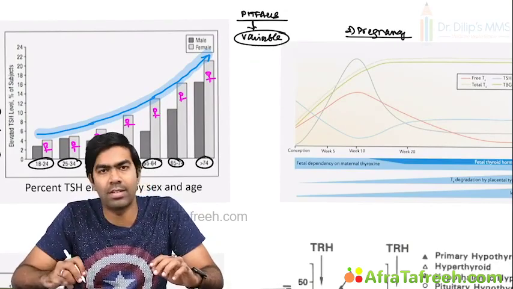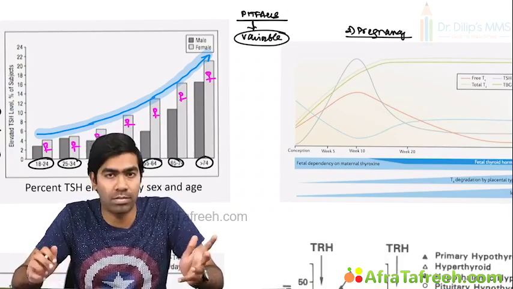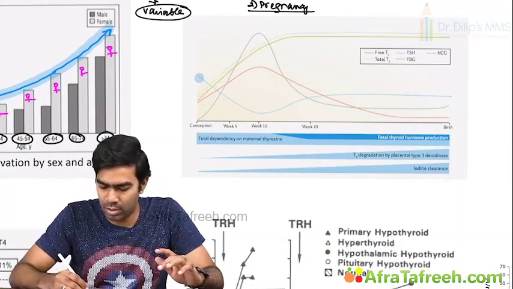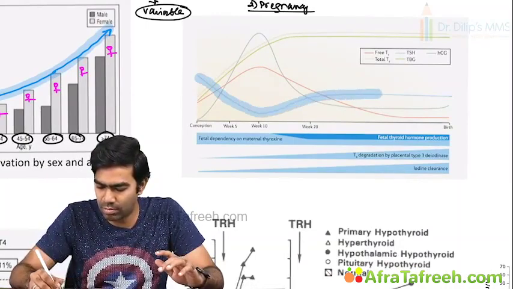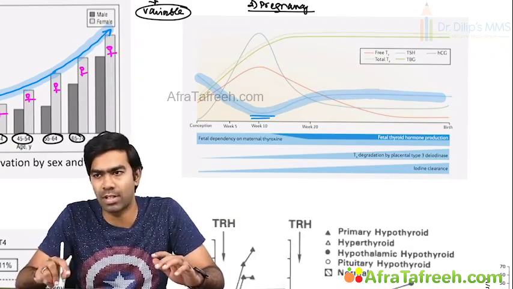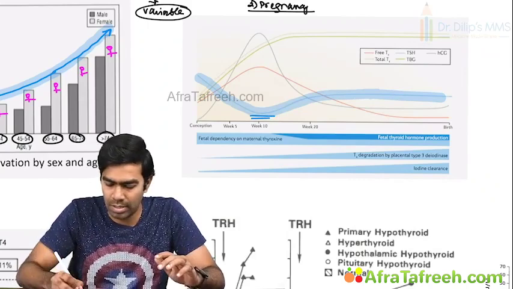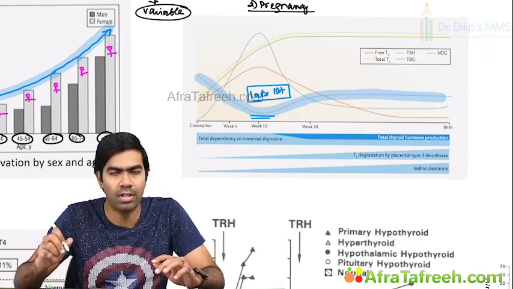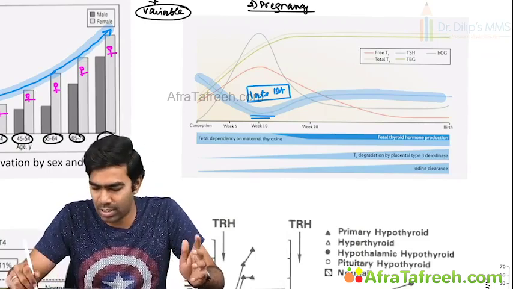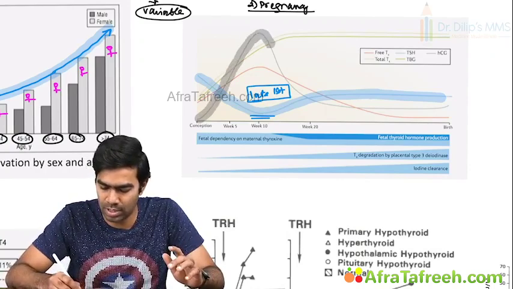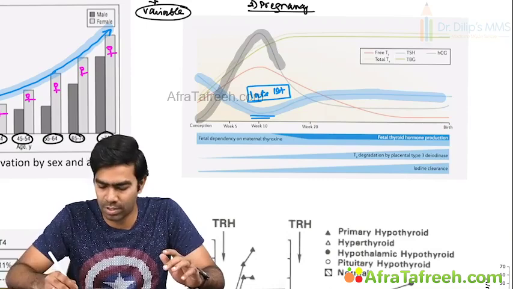So we know the TSH levels will be variable during pregnancy, but when will it be variable? Let us draw. You can see this is the TSH which I am showing in the graph. You can see the TSH is at rock bottom, which means TSH levels are decreasing in the first trimester, especially in the late first trimester of the pregnancy. And what is the reason for that? Because there is one other hormone that is actually increasing during the first trimester of pregnancy.